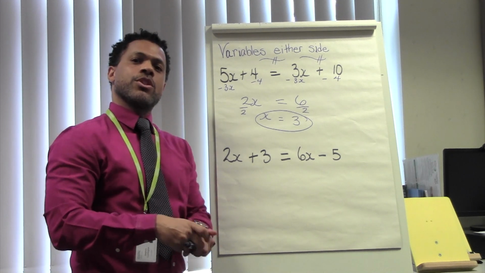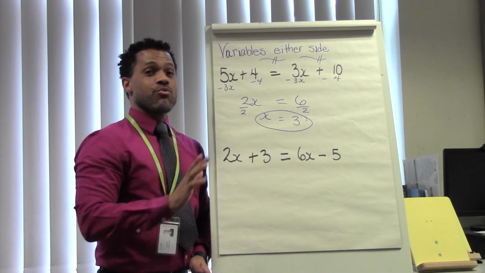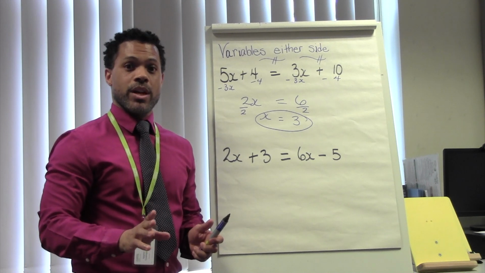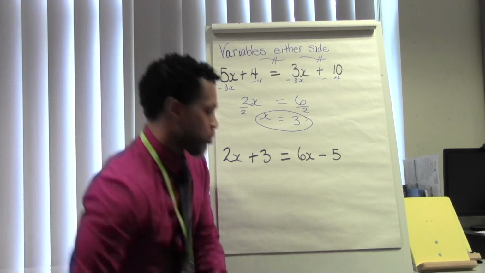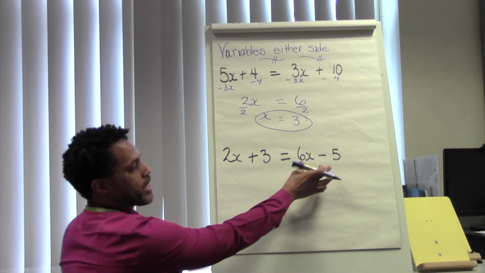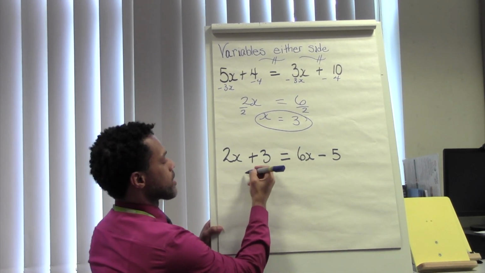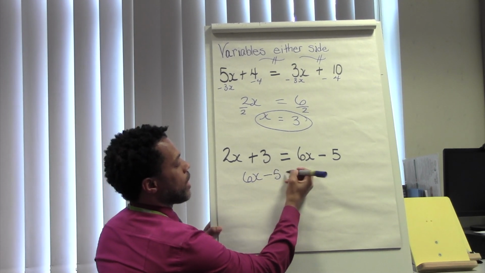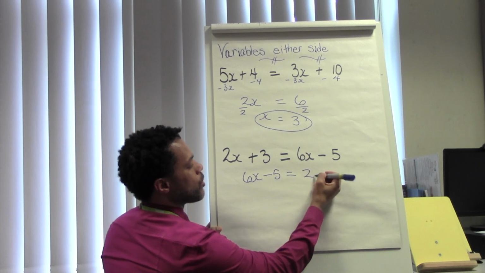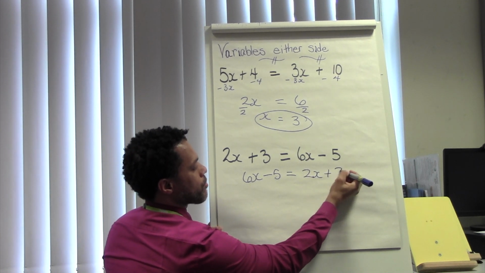So let's just try to see if we can solve it by simply repositioning the question, and it doesn't change the value or the outcome. Okay? So let's look at this. I'm going to take this 6x and I'm going to put it on this side. I'm just going to rewrite the question. 6x minus 5 is equal to 2x plus 3.